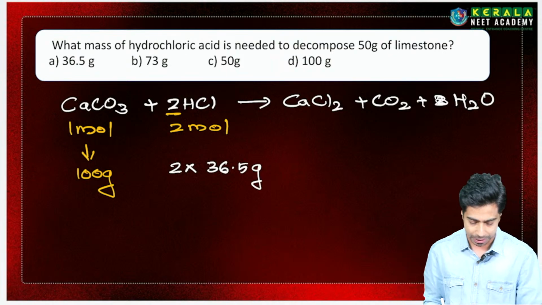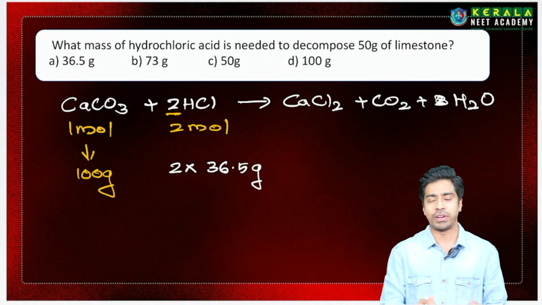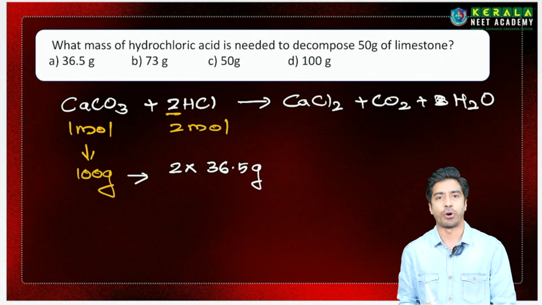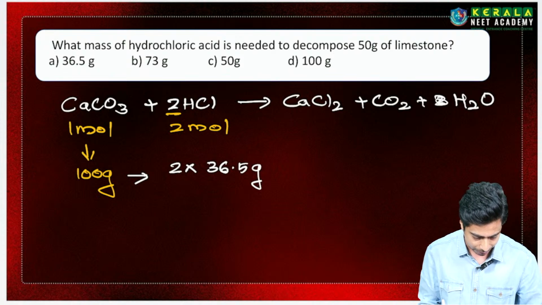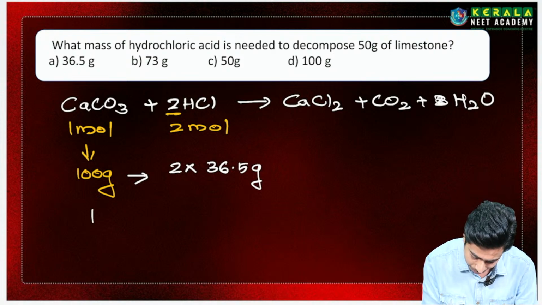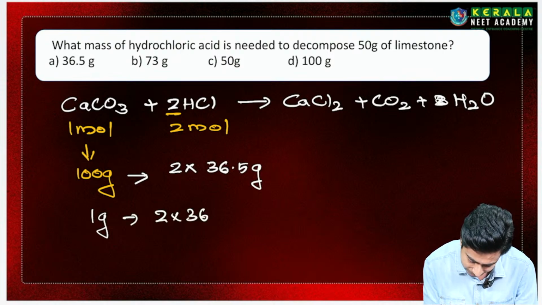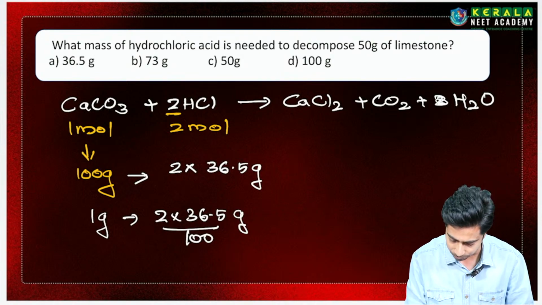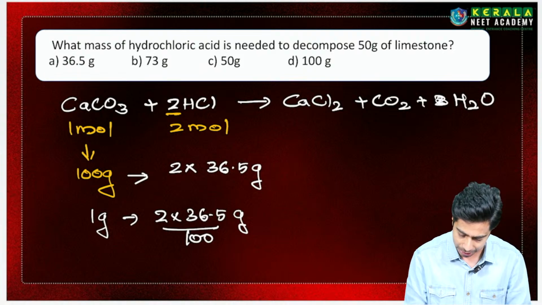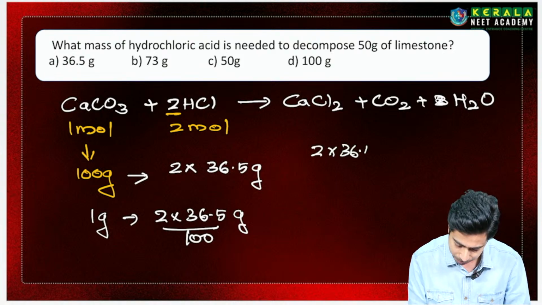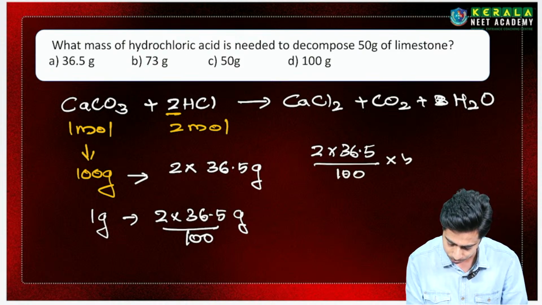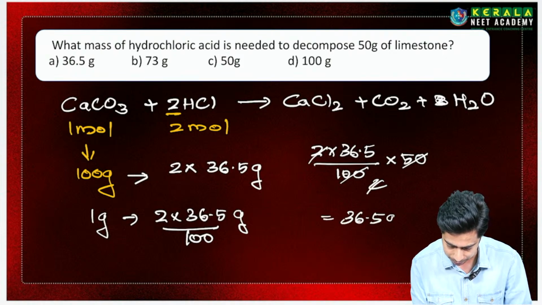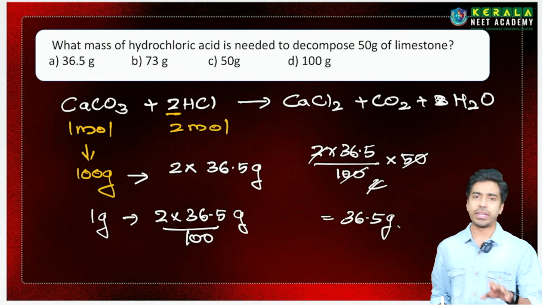100 gram of calcium carbonate will require 2 into 36.5, which is 73 gram. For 100 gram it requires 2 into 36.5, so for 1 gram the requirement will be 2 into 36.5 gram divided by 100. In the question they are asking for 50 gram, so the calculation will be 2 into 36.5 divided by 100 into 50. You can cancel 50 and 2, and so the answer will be 36.5 gram. This will be the direct calculation.